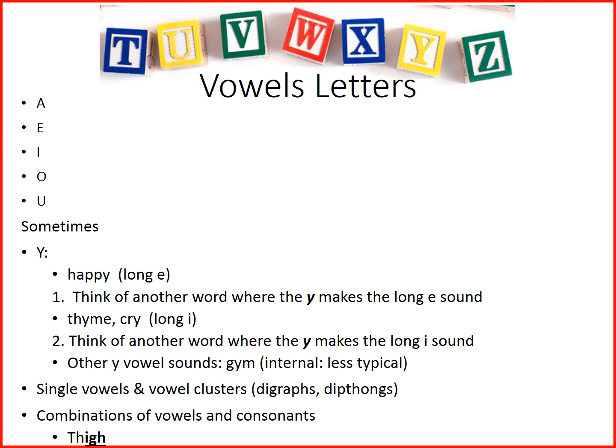Also, just to point out that we can have single letters that make a vowel sound, which we've seen above, or we can have vowel clusters where there's 2 or more vowels together that make a vowel sound, either digraphs or diphthongs, which we'll talk more about later. There's also weird combinations of vowels and consonants, like IGH, that make a vowel sound. I think this is supposed to be number 3 here, where you pause and think of another word that has a vowel consonant cluster or a vowel sound. So pause and write that down.